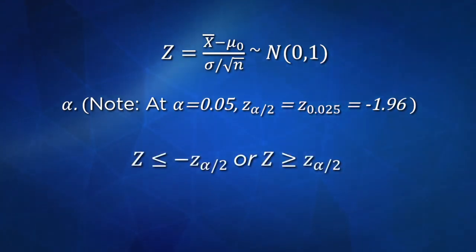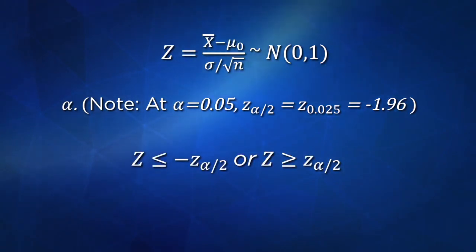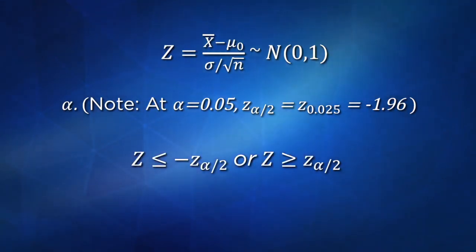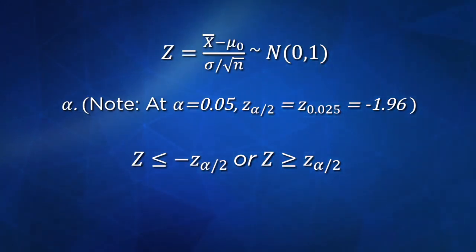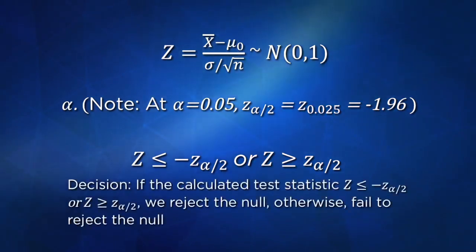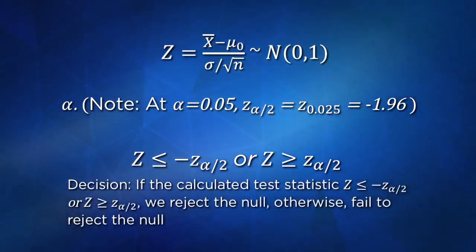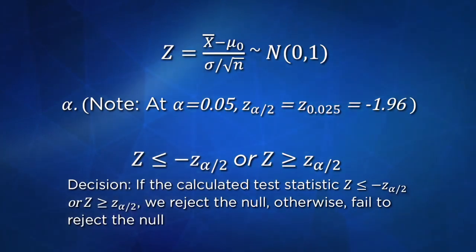Rejection region, now if our critical value is less than negative z alpha over 2 or greater than positive z alpha over 2, we would reject, right? Because our z could either be positive or negative depending on where our data lies. And then for our decision, we're going to reject the null hypothesis if we get a z value that lives in that critical rejection region.